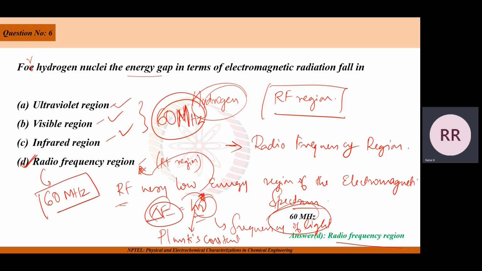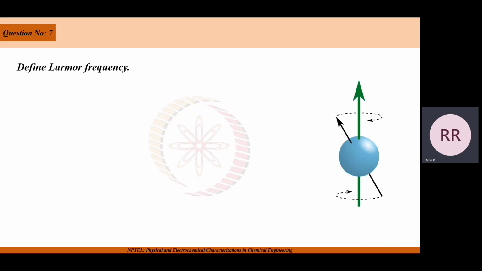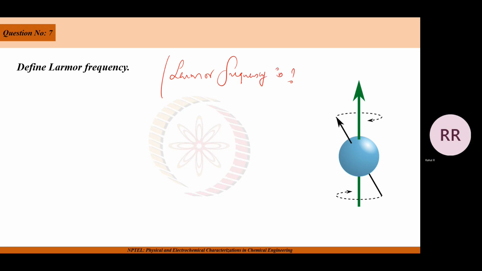So the radio frequency is 60 megahertz. Okay, now let me go to the next question, which is: define Larmor frequency. Here you guys can already get an idea about what this means. So I can give you a few seconds to think about the answer. We need to know what this Larmor frequency is. You need to get a definition for this. Then I will discuss the answer with you.